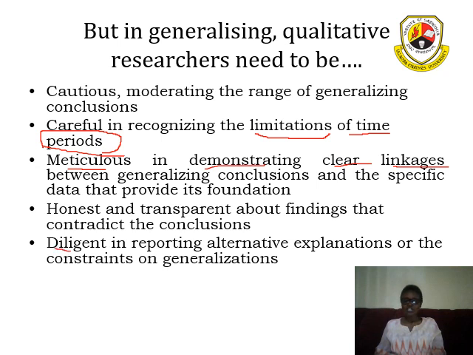You must be diligent in reporting alternative explanations. You want to provide a holistic view. If you observed something, it isn't only one perspective. You may find a respondent may be biased towards one thing, and another respondent brings another perspective. Be diligent about reporting and giving a holistic view.